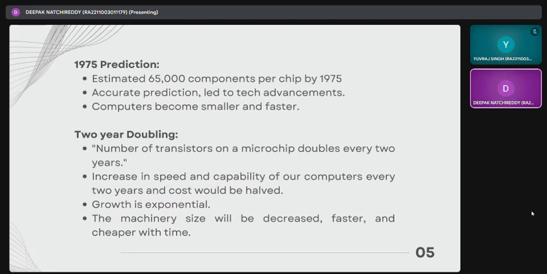2-year doubling: the number of transistors on a microchip doubles every 2 years. Increase in speed and capability of our computers every 2 years, and cost would have been halved. Growth is exponential. The machinery size will decrease, faster and cheaper in time. Supercomputers followed Moore's law closely. Example: 1993 Intel Paragon supercomputer, 143 gigaflops. 2022 Frontier supercomputer.